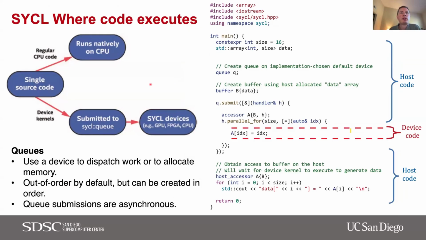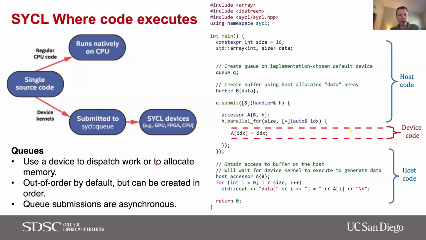So how do you determine where the code executes? You have the single source code, and then you have the portions, the regular CPU code, but you also have the device kernels. So you're submitting the kernel to one of the queues that you have defined, and then it runs basically on those devices. Now, you use a device to dispatch work or to allocate memory.